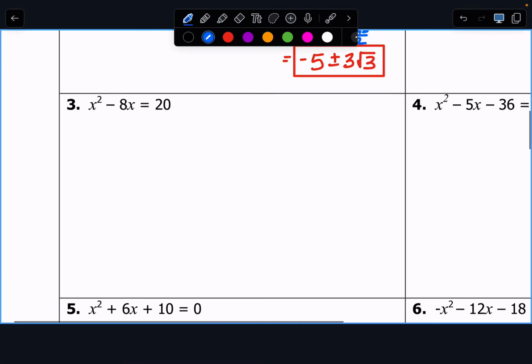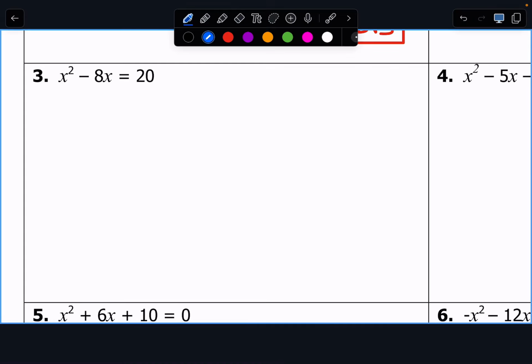All right, what do you got to do in number 3 before you can do it? Okay, so x squared minus 8x minus 20 equals 0. I'm going to give you 2 minutes for you and the people at your table to work through this problem and try to get to your 2 solutions. Ready, set, go.